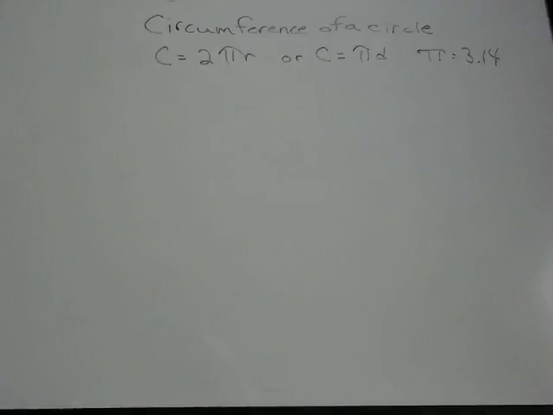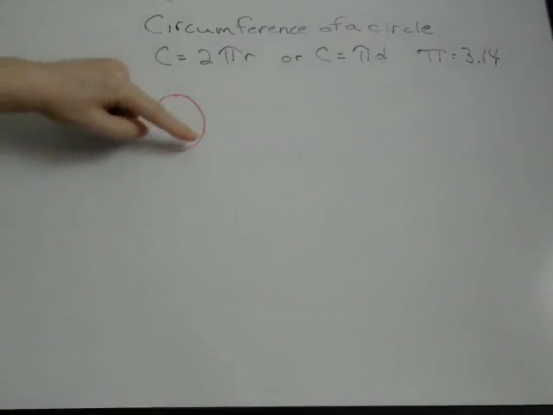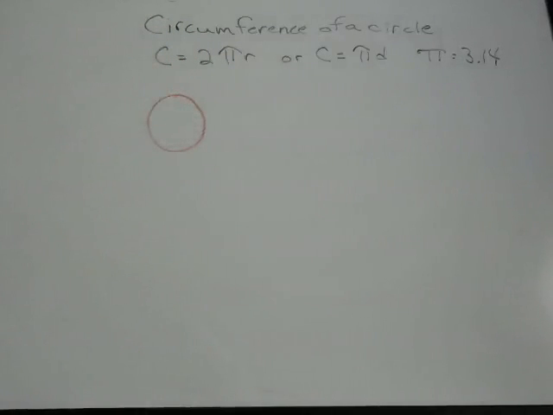So for example, if you were going to put a fence up around something circular, how much fence would you need to go around that circle? That's what circumference is. Same idea as perimeter. It's just what's the length around the circle, and we call that circumference.